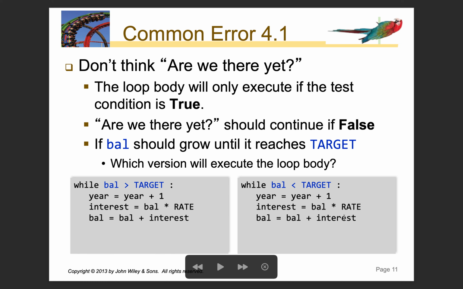We want this one on the right-hand side, where if the balance is less than the target, we increase the year, we increase the balance by calculating the interest and adding it on, and then we check. This happens over and over again until we're bigger than the target, at which point this condition will be false and we exit the loop. So we want this one on the right-hand side.